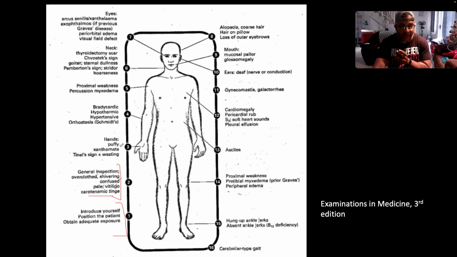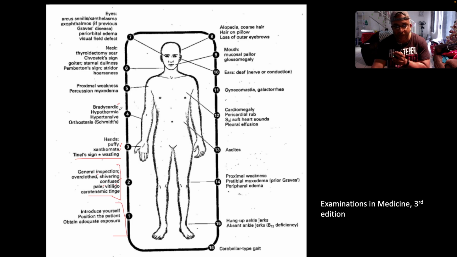Hands may be puffy. Look for xanthomata. Look for Tinel sign and wasting. Tinel sign, why? Because of carpal tunnel syndrome, right? Compression of the median nerve at the level of the flexor retinaculum because of the mucopolysaccharides in hypothyroidism. Right? In terms of the pulse, the patient may be bradycardic.